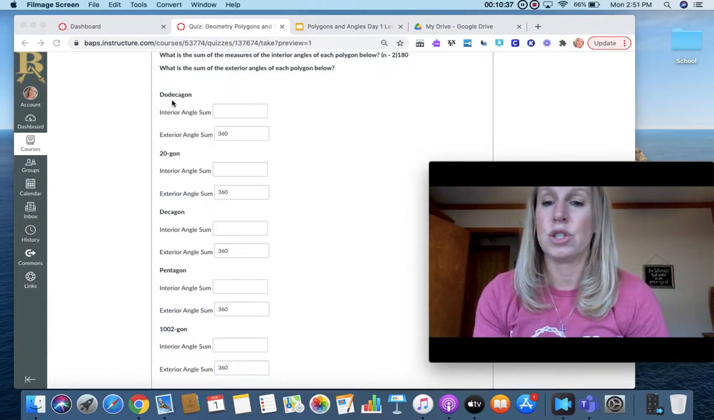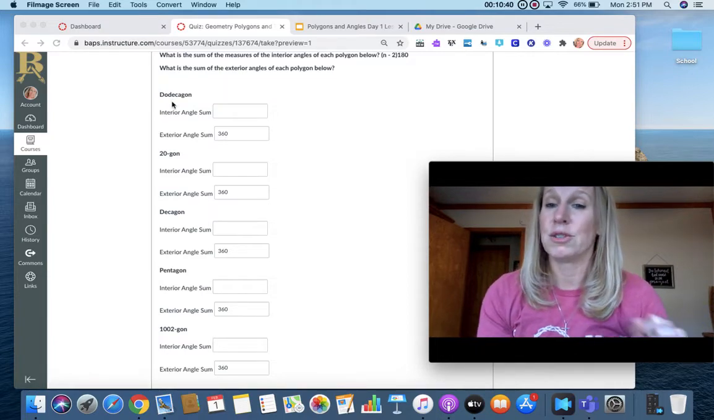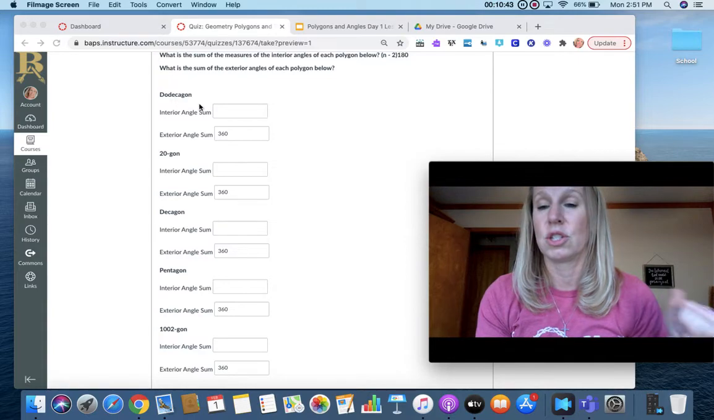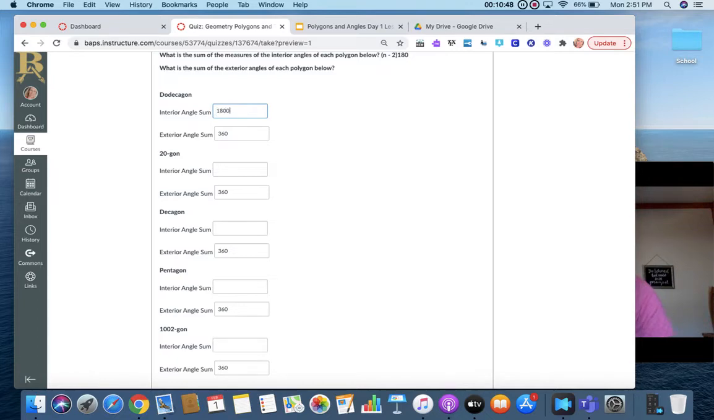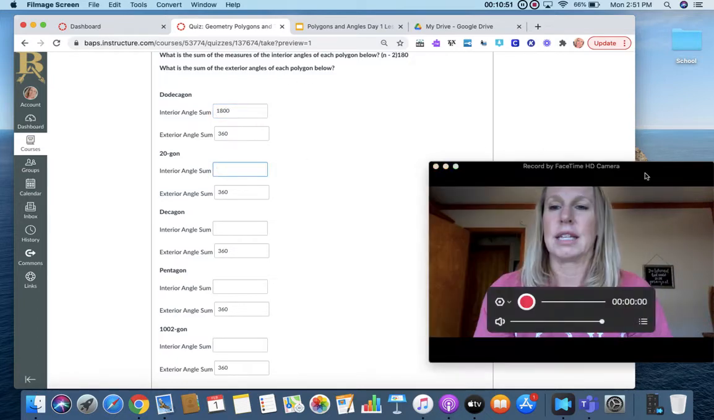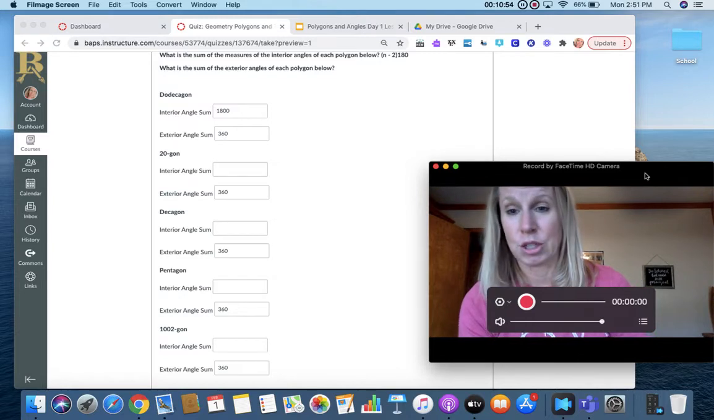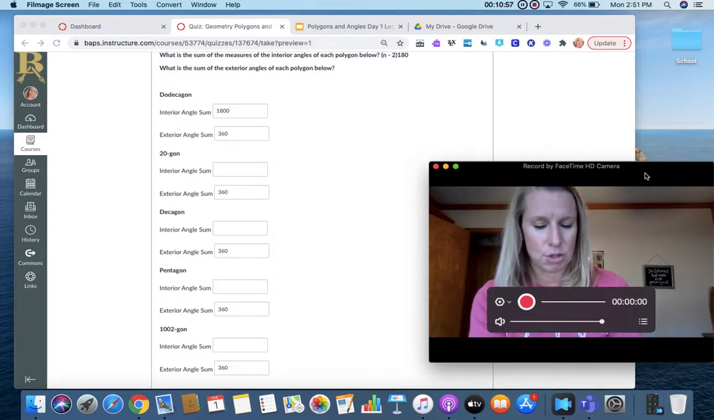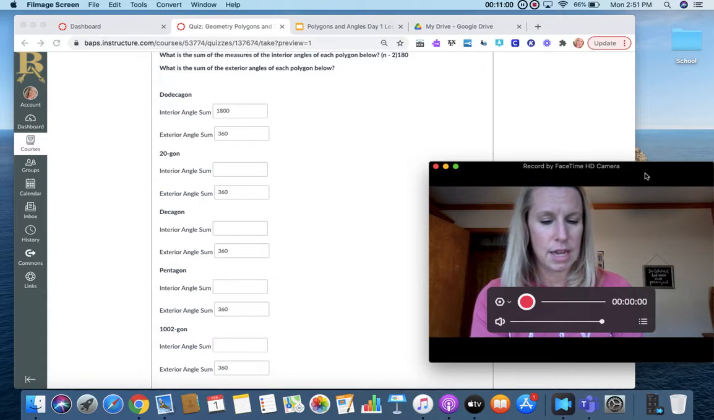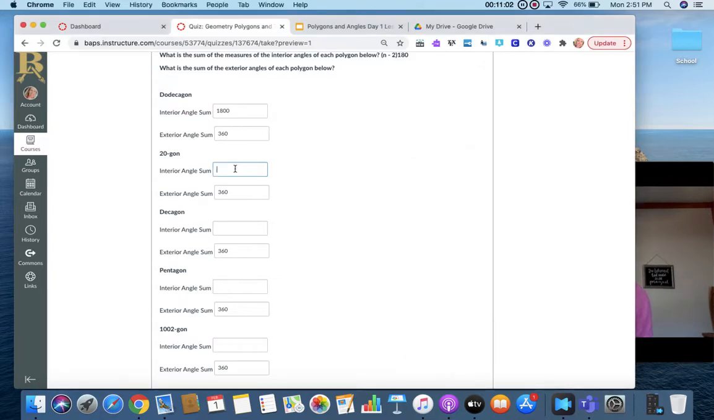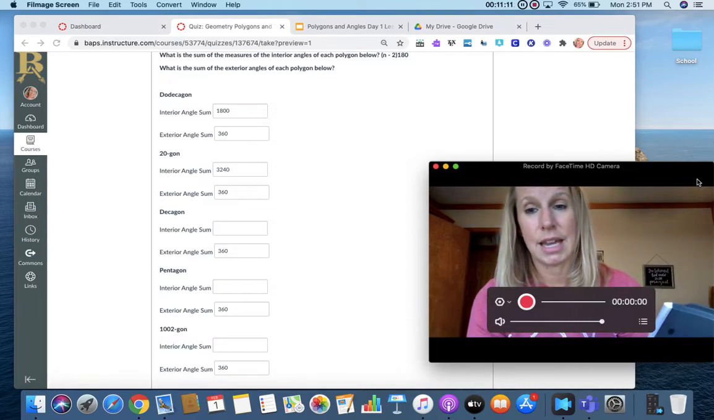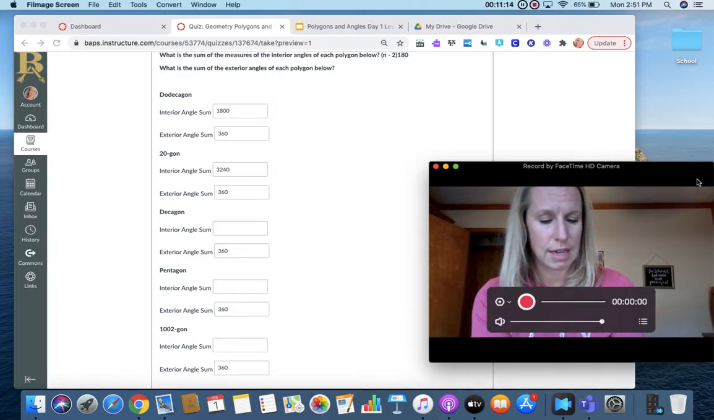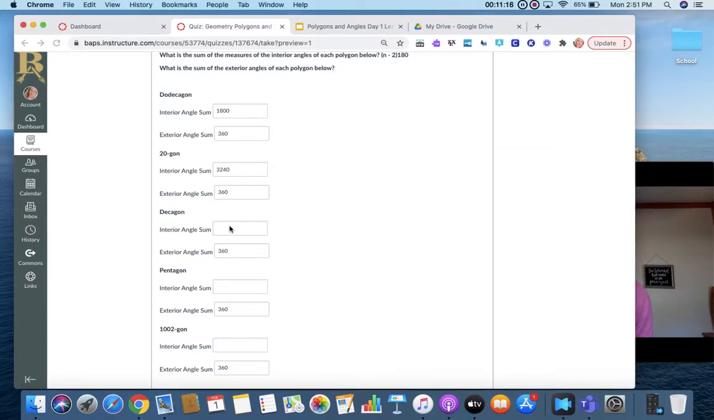So how many sides is a dodecagon? Do means 2, decagon is 10, so that has 12 sides. 12 minus 2 is 10. 10 times 180 is 1800. How many sides is a 20-gon? Well, it's 20 sides. 20 minus 2 is 18. 18 times 180 is 3240. And that goes there. A decagon, how many sides is a decagon? A decagon is 10. 10 minus 2 is 8. 8 times 180 is 1440.